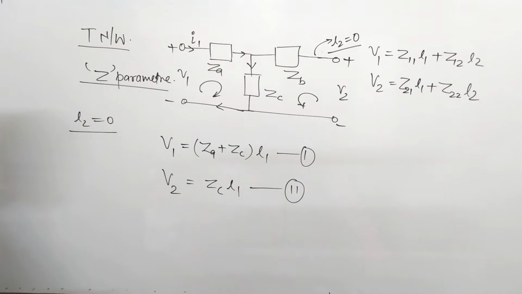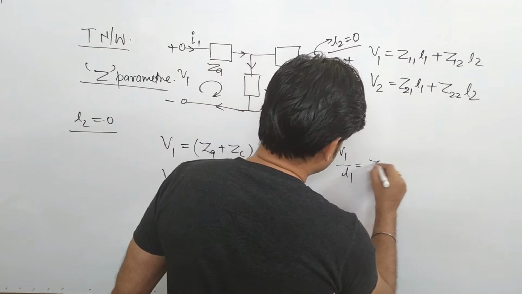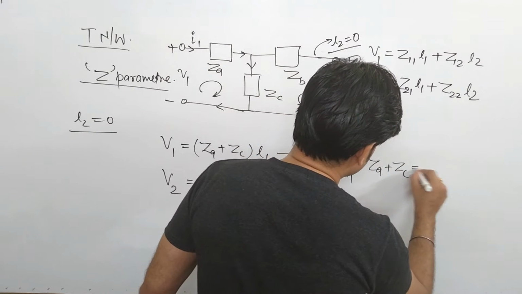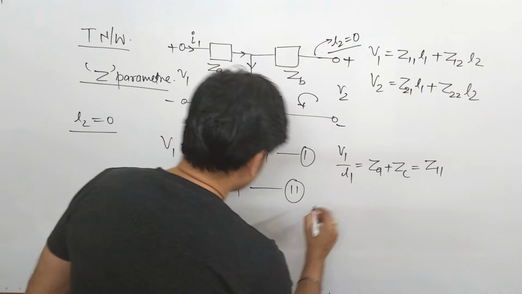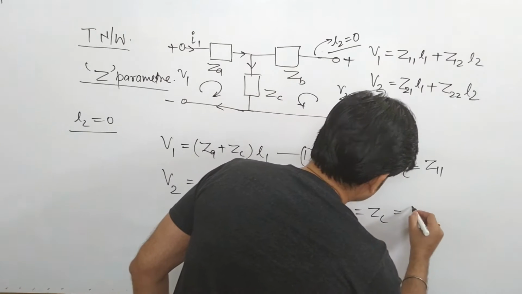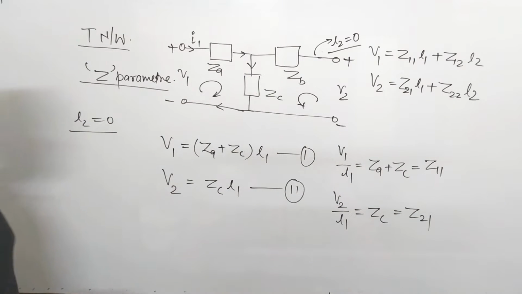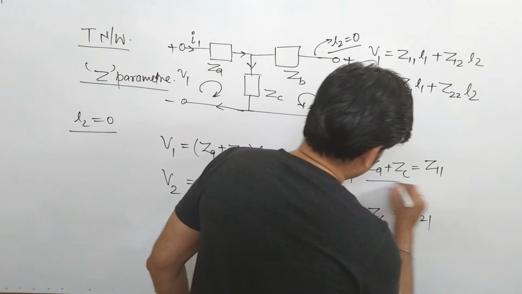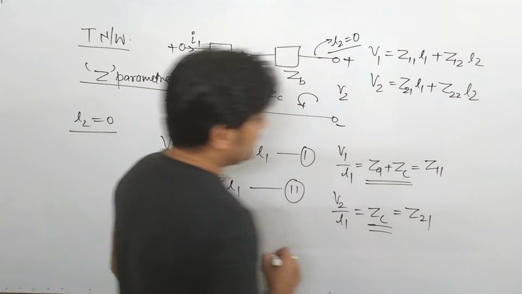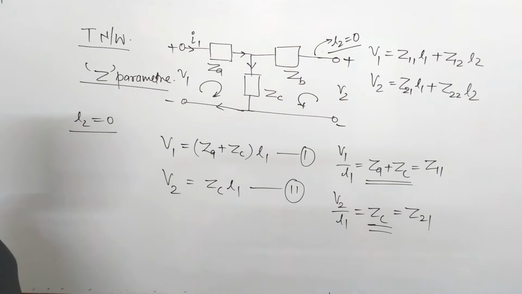So from here, if you find V1 by I1, that comes to be ZA plus ZC, or you can say this is your Z11. Similarly, if you find V2 by I1, that comes to be ZC, which is your Z21. So by taking I2 as 0, you have found the first two parameters, Z11 and Z21, that are ZA plus ZC and ZC. Now we see the other parameters.